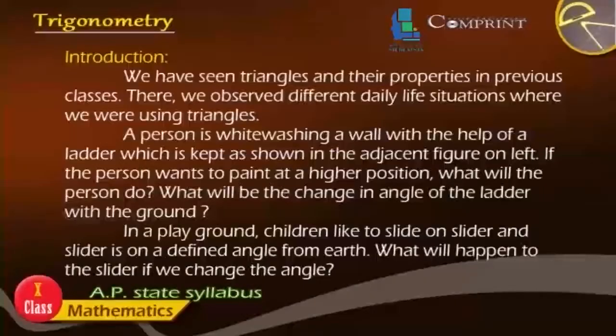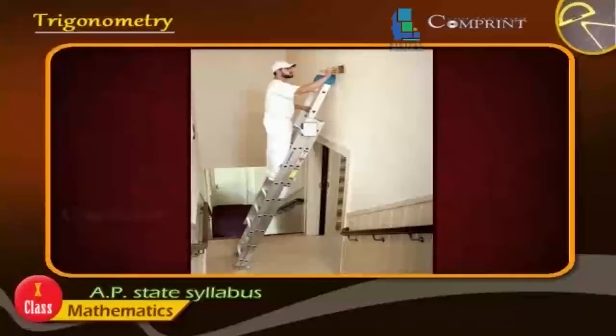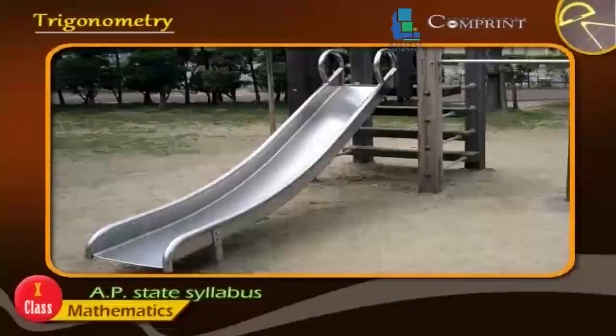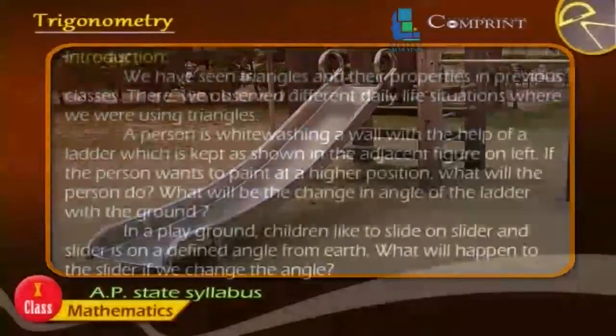Introduction. We have seen triangles and their properties in previous classes. There, we observed different daily life situations where we were using triangles. A person is whitewashing a wall with the help of a ladder which is kept as shown in the adjacent figure on left. If the person wants to paint at the higher position, what will the person do? What will be the change in angle of the ladder with the ground?